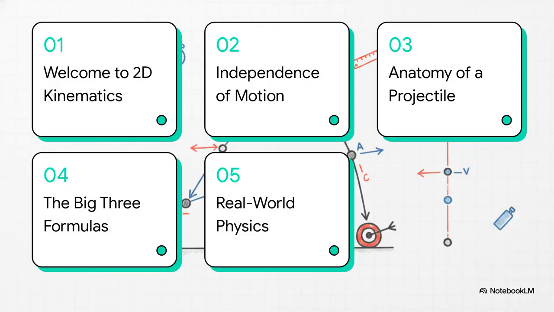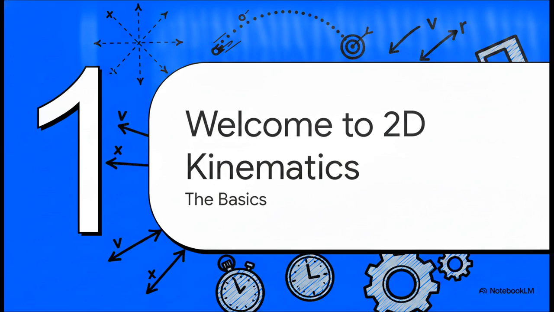Here is our roadmap for today's explainer. We'll kick things off with the basics of 2D kinematics, then uncover the golden rule of independent motion, visualize the projectile's path, equip you with the big 3 formulas, and finally put all this physics into action with some real-world problems. Section 1. Welcome to 2D kinematics, the basics.